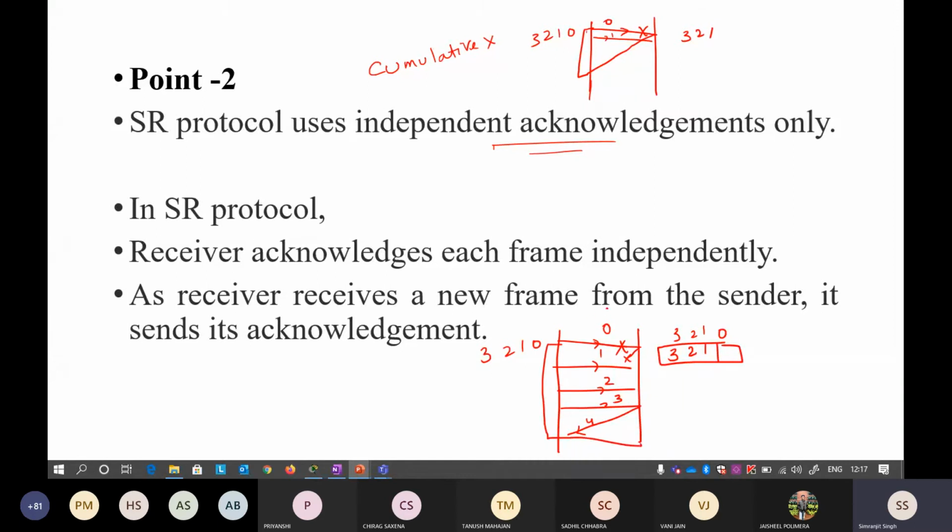Okay, so to avoid it, we always use independent acknowledgement in the SR protocol. A receiver acknowledges each frame independently. As a receiver receives a new frame from the sender, it sends its acknowledgement. Okay, so it is as simple as that.